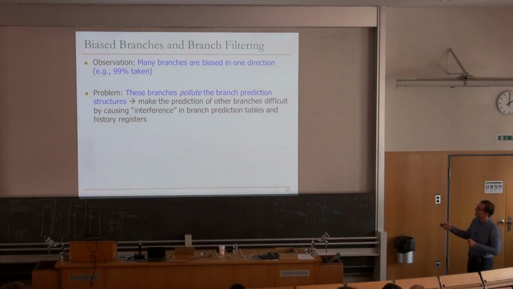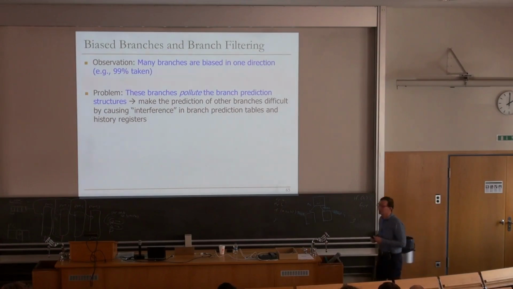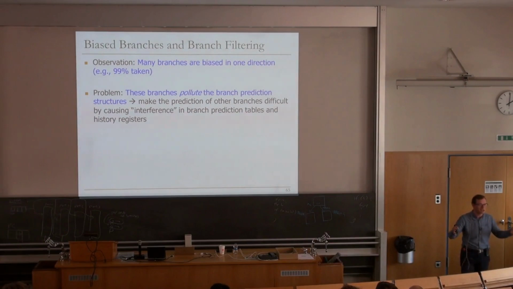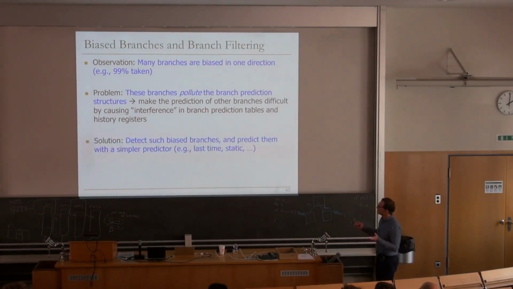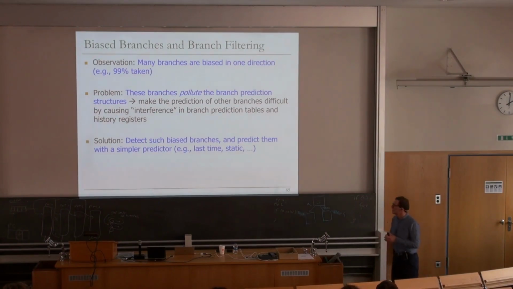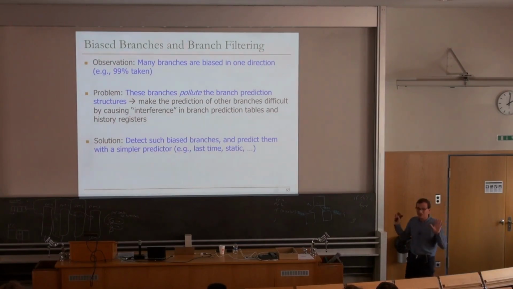Basically, the problem is they pollute the branch prediction structures. They make the prediction of other, perhaps harder to predict branches much more difficult by causing interference in branch prediction tables and history registers. And you don't really need the sophisticated machinery to predict them. So the solution is to somehow detect such biased branches and predict them with a simpler predictor. It could be last time. It could be profile-based static. It could be basically something that's separate from the predictor you have.